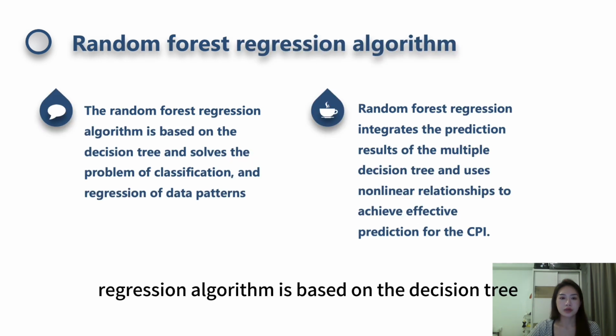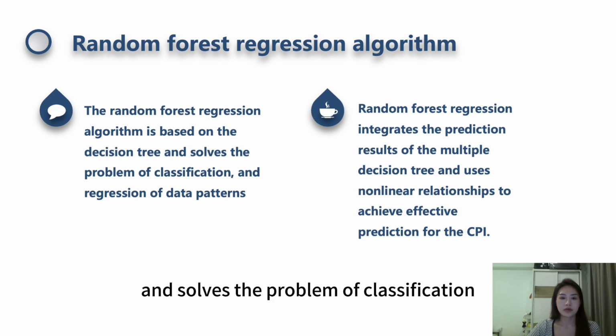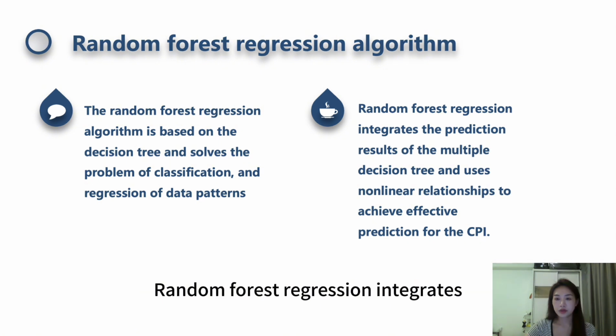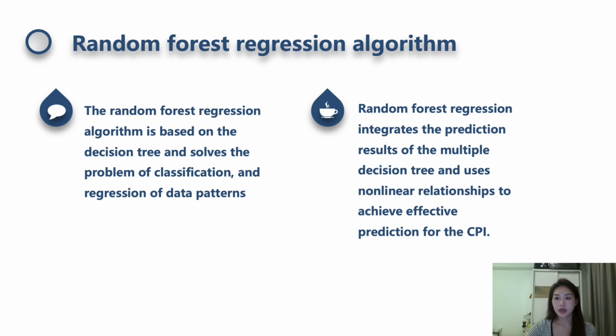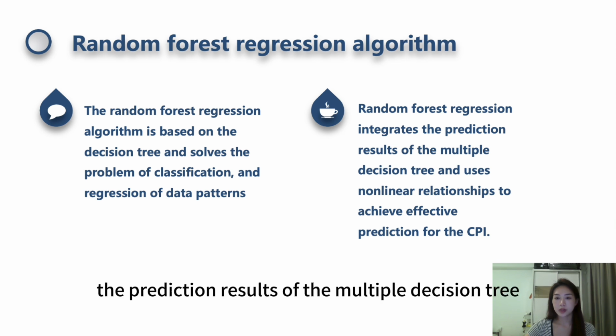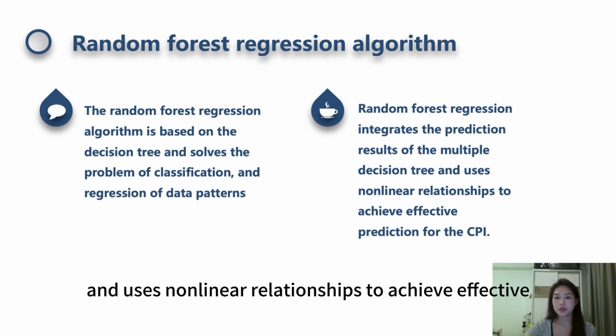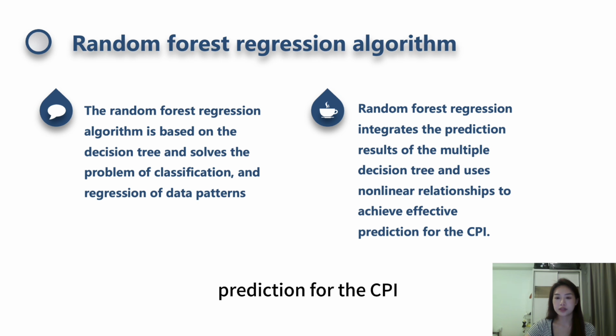The random forest regression algorithm is based on the decision tree and serves the purpose of classification and regression of data patterns. Random forest regression integrates the prediction results of the multiple decision trees and uses nonlinear relationships to achieve effective prediction for the CPI.